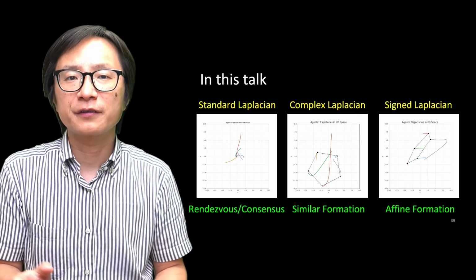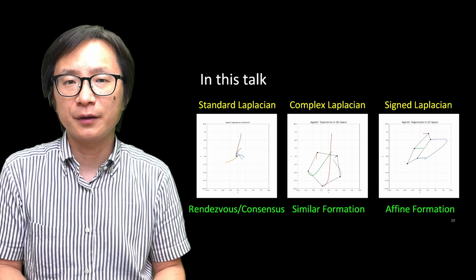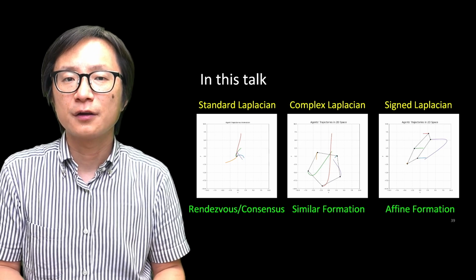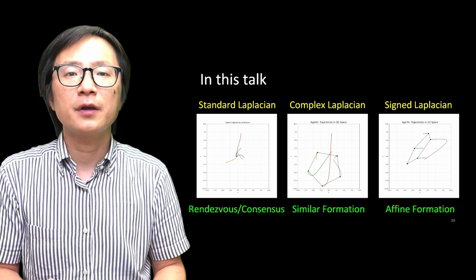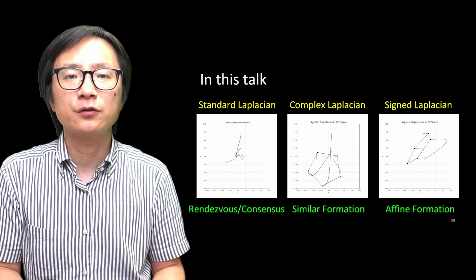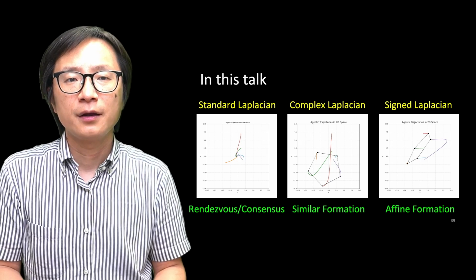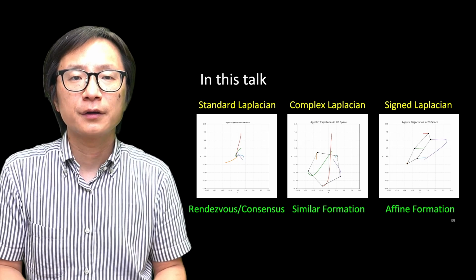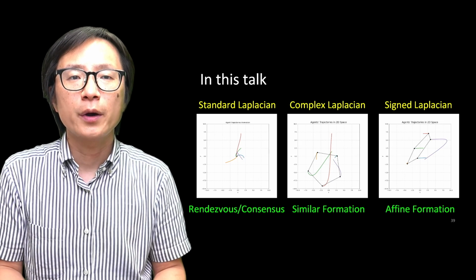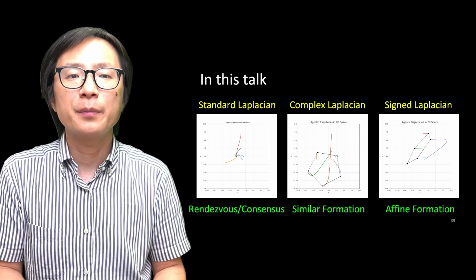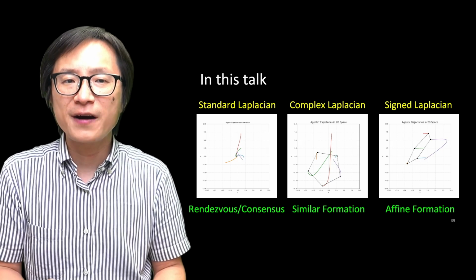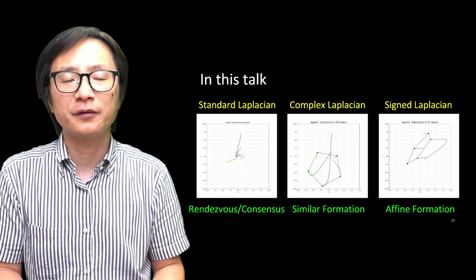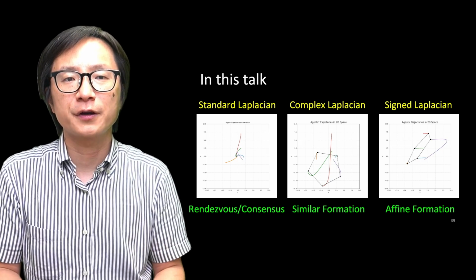We have previously introduced the standard type Laplacian and seen how it was used to establish rendezvous and consensus of multi-agent systems. And then in part 2, the previous one, we introduced the complex Laplacian and used it to establish what's called a similar formation. And in this last part, we're going to further look at another type of formation control called affine formations, and we will use what's called the signed Laplacian in this part to establish affine formation control.